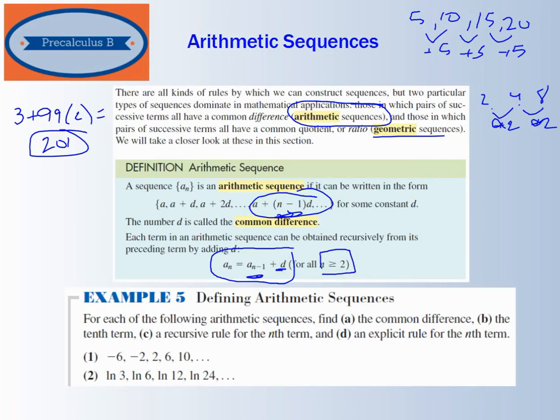All right, so let's take a look at the example. We're going to look at each of the arithmetic sequences, and we want to first find the common difference, then find the 10th term, create a recursive rule for the nth term, and write an explicit rule for the nth term. So we're doing all of those things for each of these problems. Pause your video, take a minute, and see if you can come up with the common difference, the 10th term, a recursive rule, and an explicit rule for each of those sequences. When you're ready, unpause your video, and we'll take a look at the solutions.